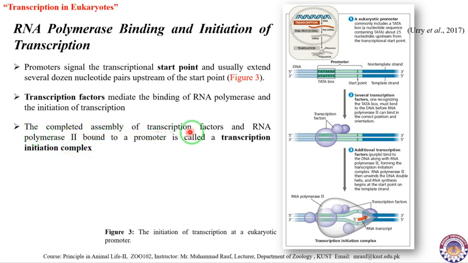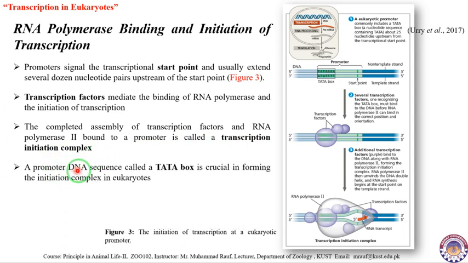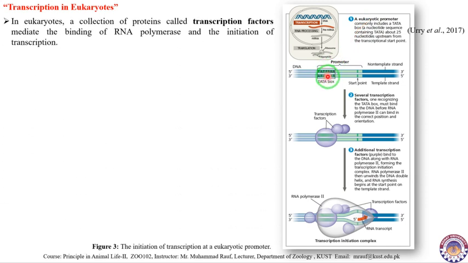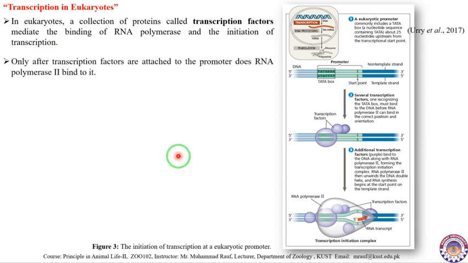The completed assembly of transcription factors and RNA polymerase II bound to a promoter is called the transcription initiation complex. A promoter DNA sequence called a TATA box is crucial in forming the initiation complex. In eukaryotes, a collection of proteins called transcription factors mediate the binding of RNA polymerase and the initiation of transcription. Only after transcription factors are attached to the promoter does RNA polymerase II bind to it.